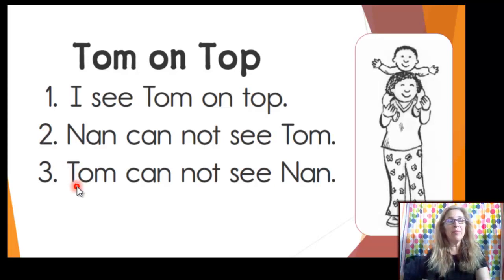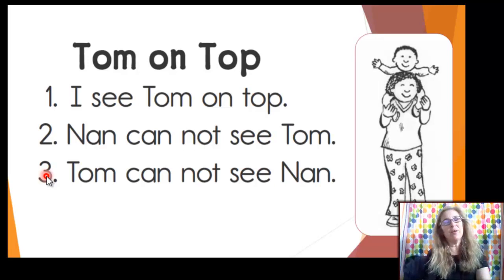Look, it starts with a capital T. Here we go. Tom can not see Nan. Let's try again. Tom can not see Nan. I'll read it one more time and then you can echo with your voice. Tom cannot see Nan. Your turn.